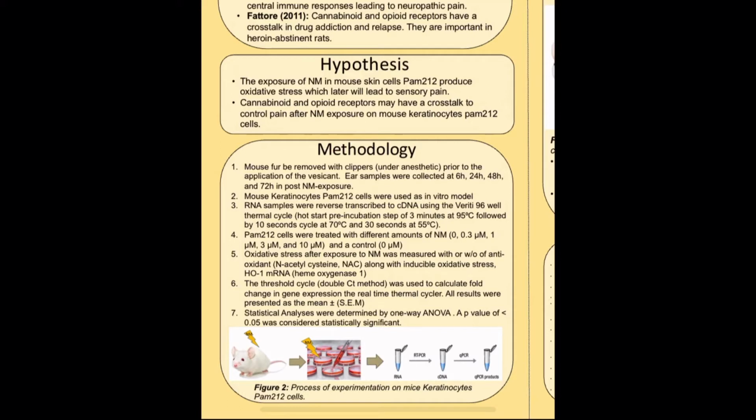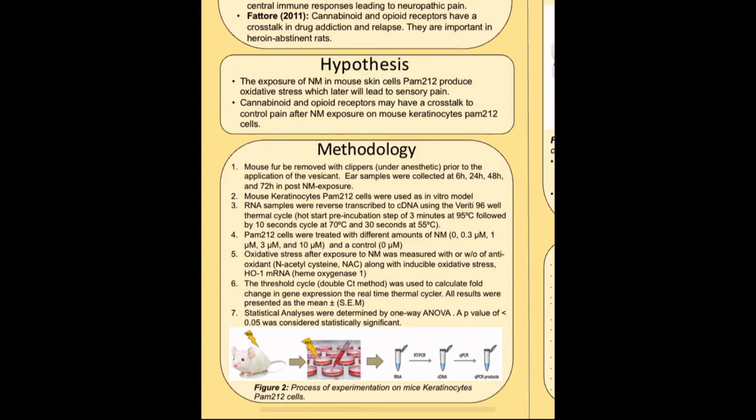Then, RNA was reverse transcribed to cDNA using the thermal cycle, which consisted of a hot start pre-incubation of 3 minutes at 95 degrees Celsius, 10 minutes at 70 degrees Celsius, and 30 seconds at 55 degrees Celsius. Finally, oxidative stress was measured with the application of an antioxidant called N-acetylcysteine, also known as NAC.